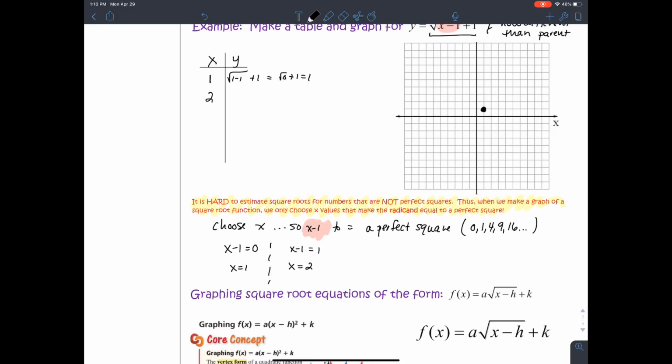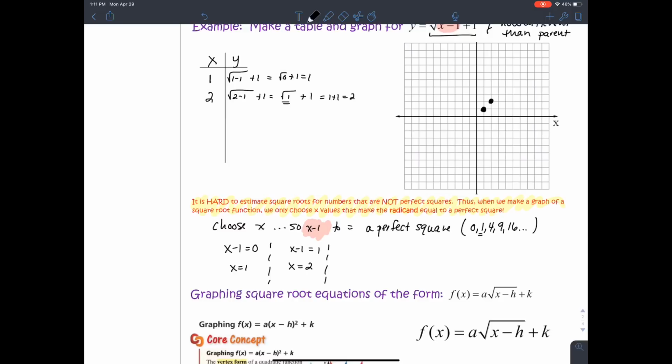So to find the y value, I'd plug in 2 for x, so 2 minus 1, and then outside of that plus 1. So simplifying under the radical, I get the square root of 1, right? That number is a perfect square that I know. So this is equal to 1 plus 1, which is just the number 2. So at the point (2, 2), that is also on our graph.